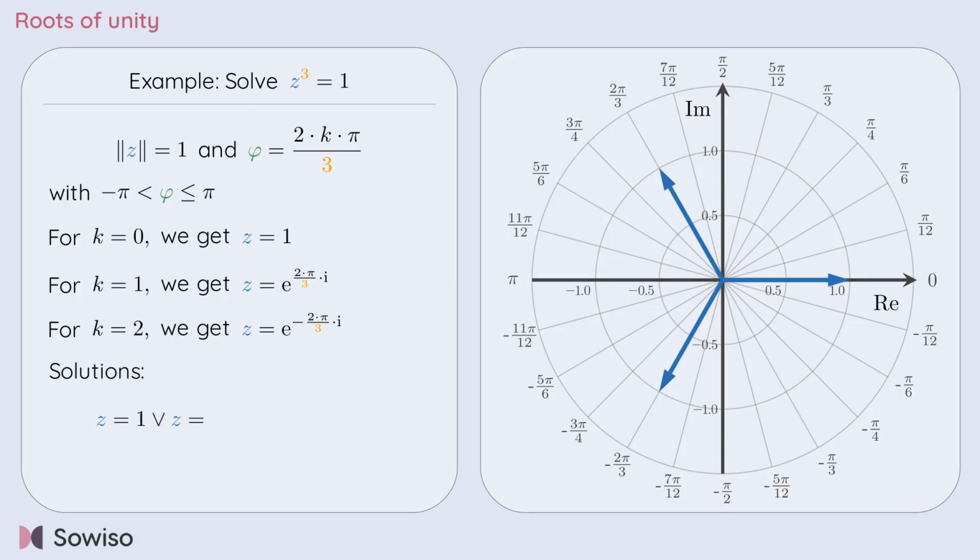Finally, the solutions are z = 1, or z = e^(2πi/3), or z = e^(-2πi/3). Notice that the complex solutions form complex conjugates of each other.